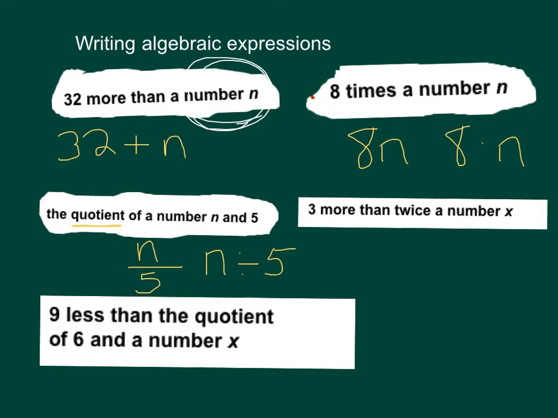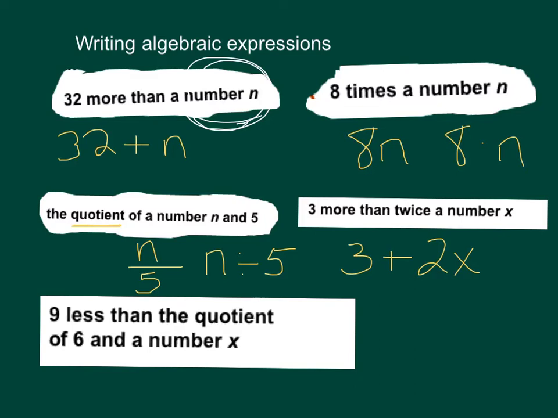3 more than twice a number x. So we have 3. More than means we're going to add. Twice: if I have twice the amount of money somebody has, I'm going to double it or multiply by 2. So we have 2x. So 3 plus 2x.